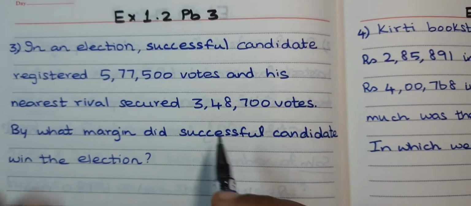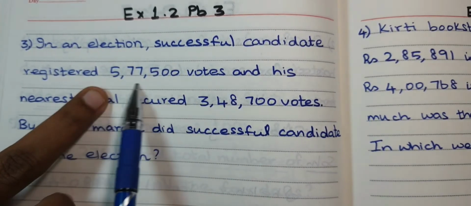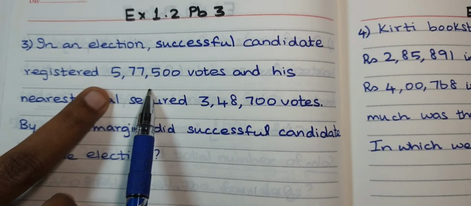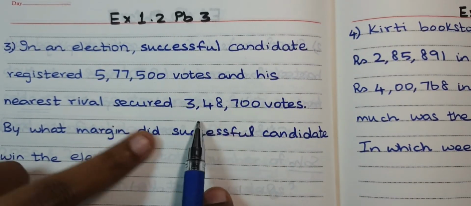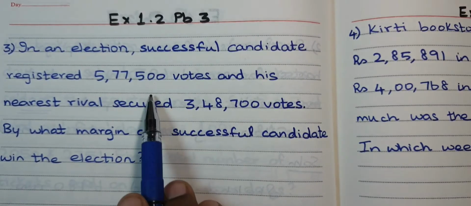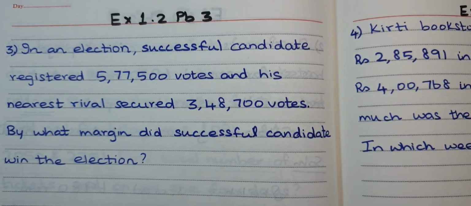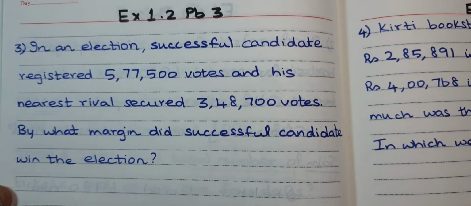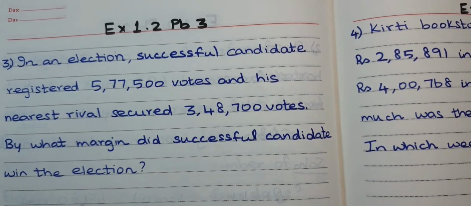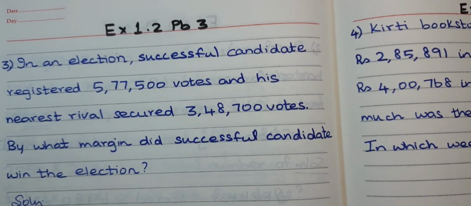So they have given the successful candidate's voting count as this much, and the rival candidate's voting count as this much. Now we have to find out who wins the election and by what difference they win. That's the content given in the question. So first write the solution.